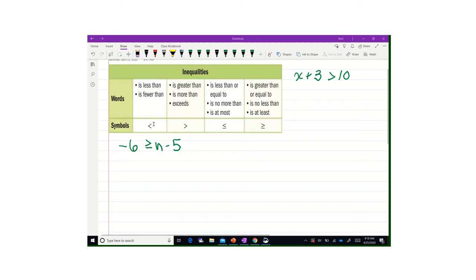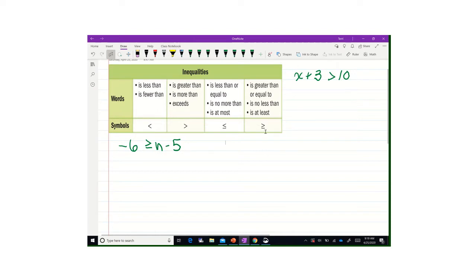We have is less than, which could also be written as is fewer than. We have our is greater than symbol, which could also be written as is more than or exceeds. This is our is less than or equal to symbol, or is no more than. Or this one is at most. So this one says is at most. That means this is the biggest number it could be, but it could be other numbers that are less than it.